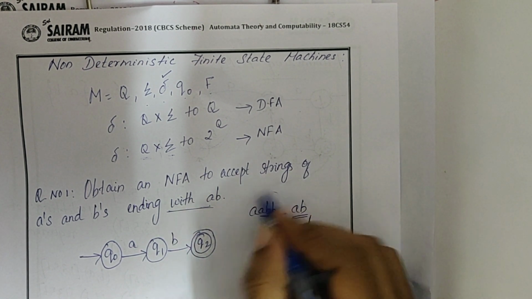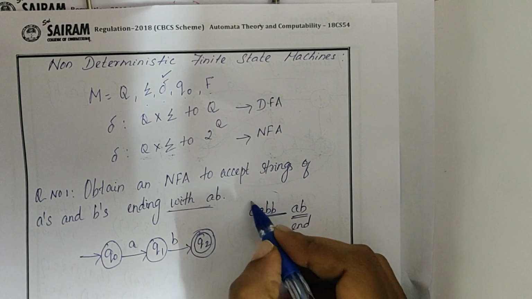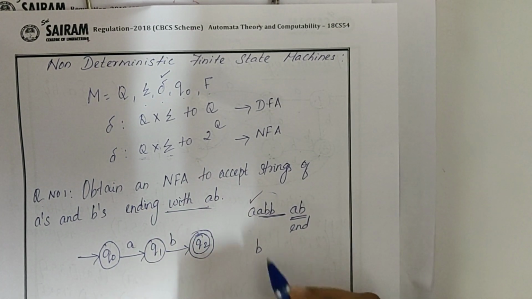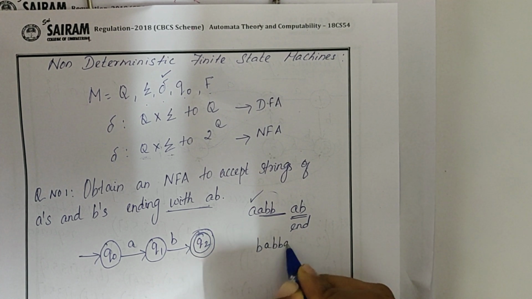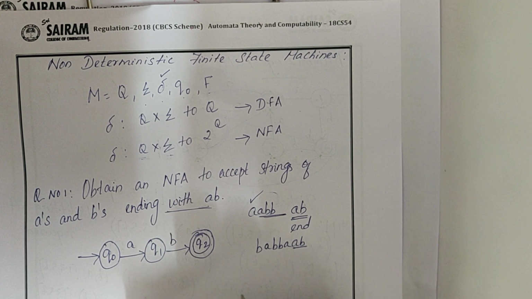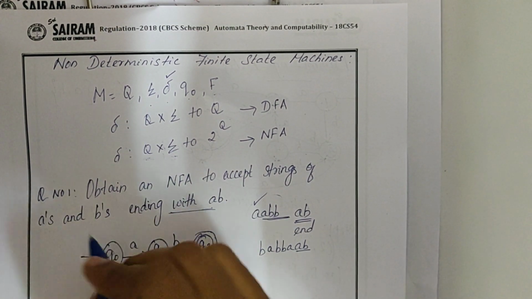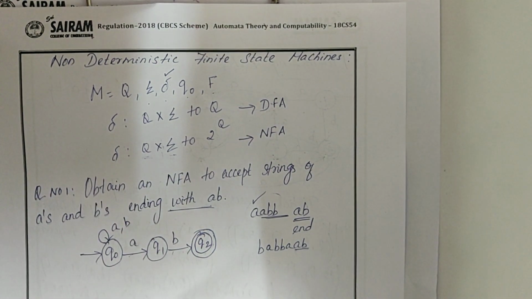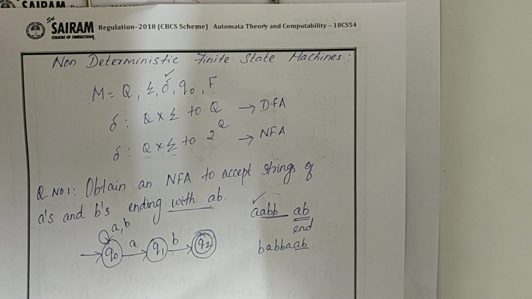But here I can have any number of A's and B's. In the beginning I can have anything. It is not necessary that my string should start with A. It can start with B also: B, A, B, B, A. But the condition is it should end with AB. So ending with AB, here I will write A comma B. In the beginning I can have any number of A's and B's.